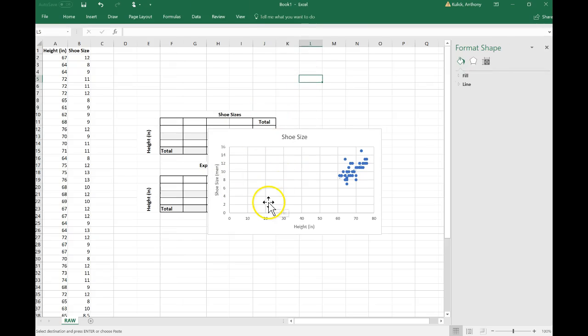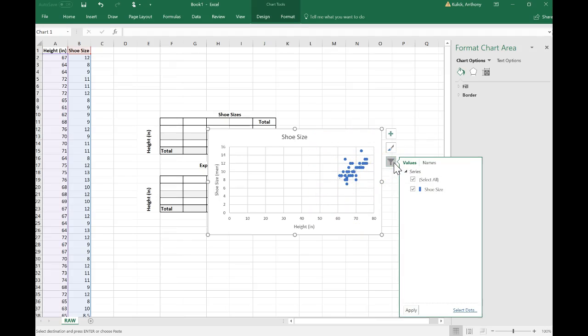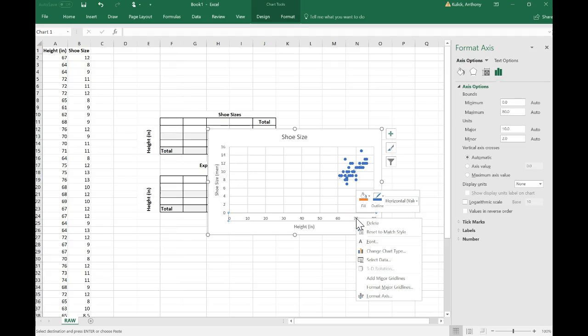Okay. Now, since all this data is crammed in this corner, let's spread this out a little bit. That's not what I want to do. Let's just click on this. When I click on the axis and right click on it, it opens up this option. So I'm going to change my minimum for the x-axis. Instead of starting at 0, let's start at, say, 60.